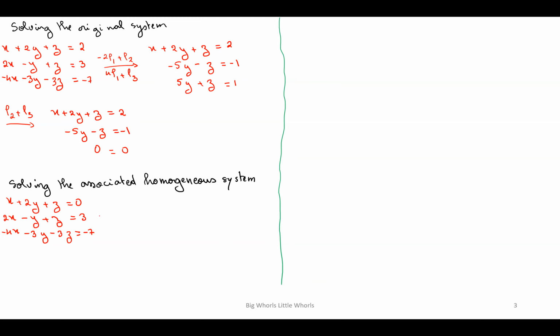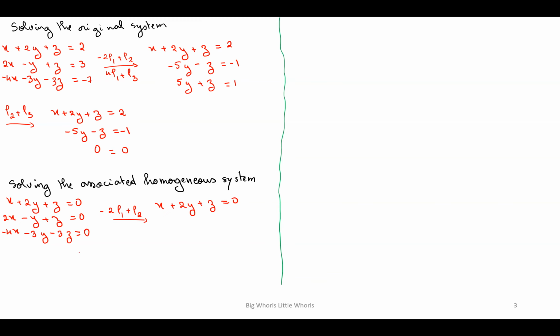We are going to do minus 2 rho 1 plus rho 2. Okay, so we have x plus 2y plus z equals 0. Sorry, this is the homogeneous system. Let's be focused here.